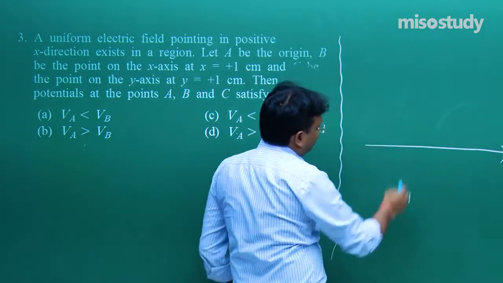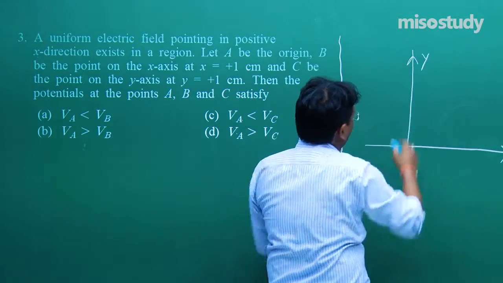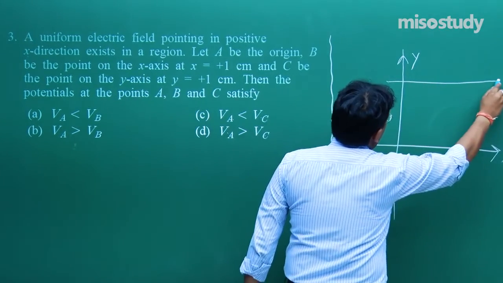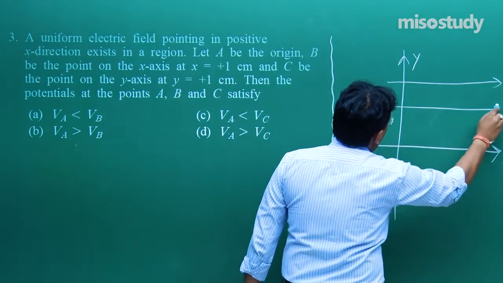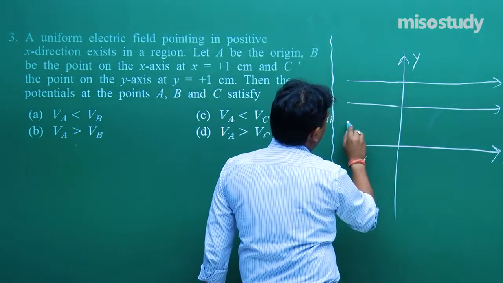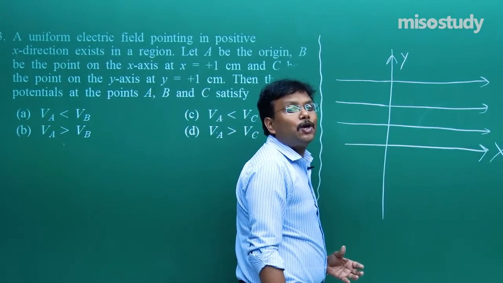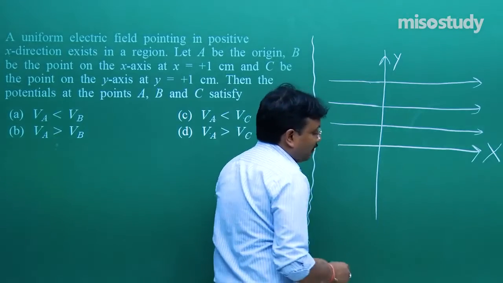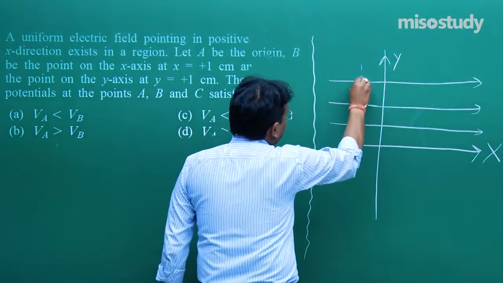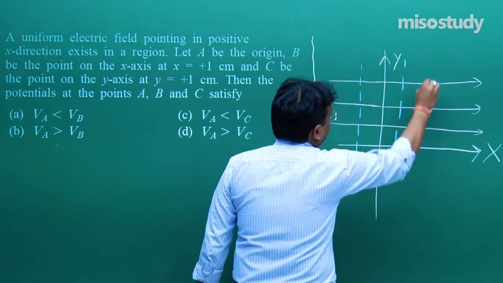This is my x-axis and this is the y-axis. The same diagram on a bigger format. Fine. Let's make these lines longer, because basically I just want to show you equipotential surfaces. Nothing else. Fine. So let me use a different color chalk. Blue color dotted lines: equipotential surfaces.